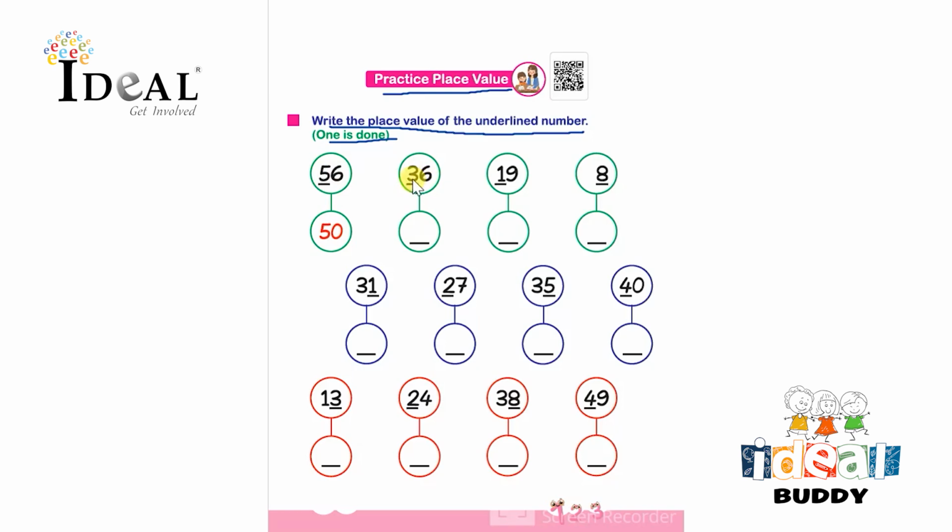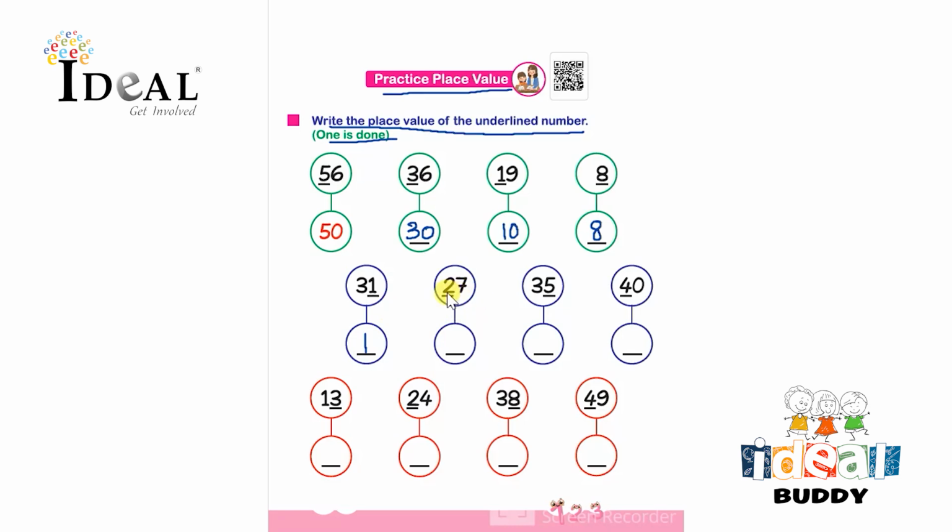Here in 36, the place value of 3 is 30 as 3 is at the tens place. In 19, the place value of 1 is 10 as 1 is at the tens place. In 8, the place value of 8 is 8 as 8 is at the ones place. In 31, the place value of 1 would be 1 as 1 is at the ones place.